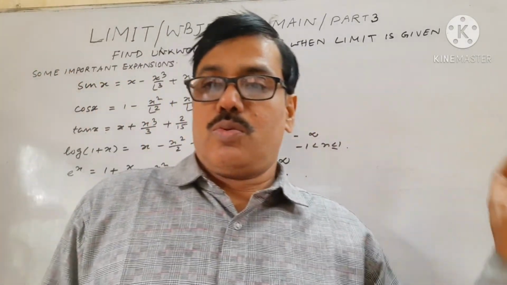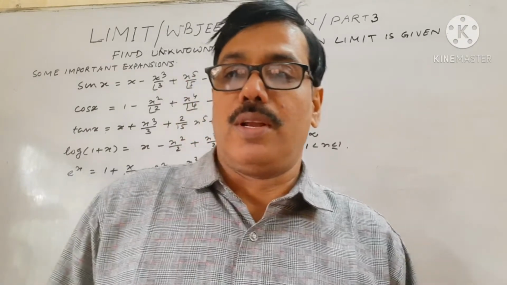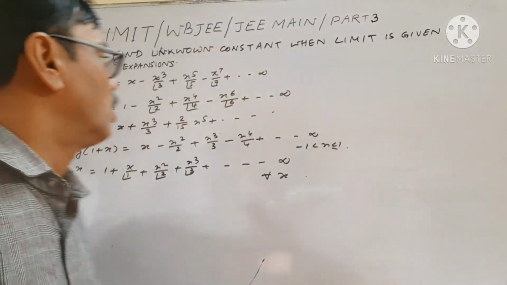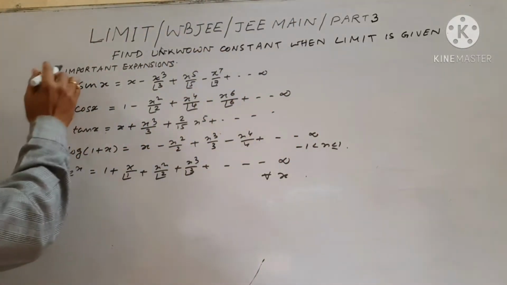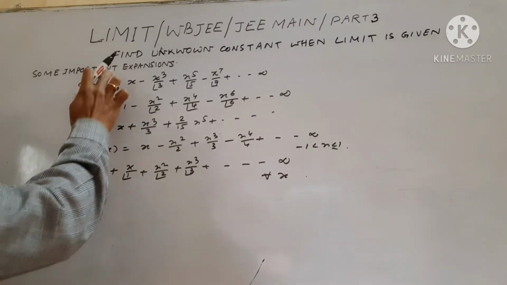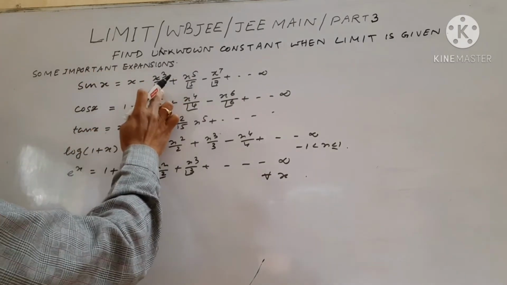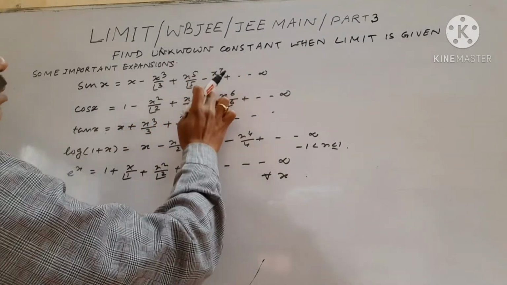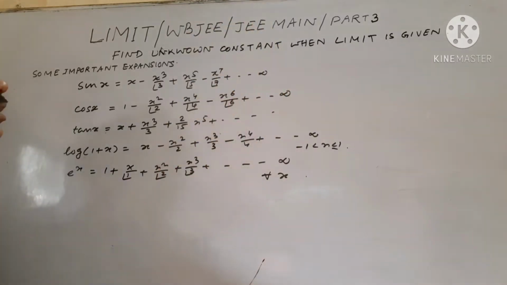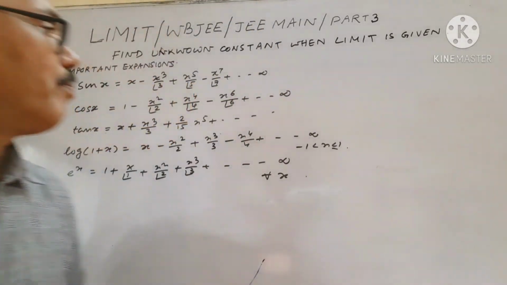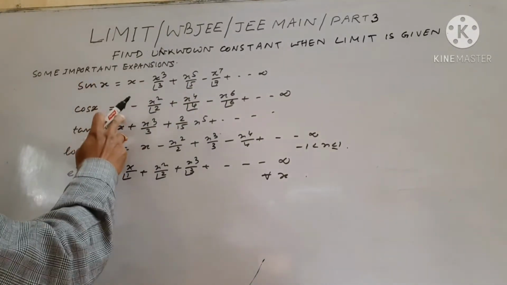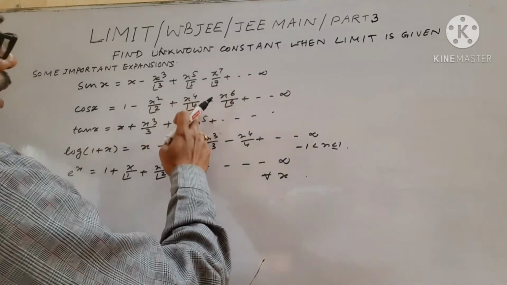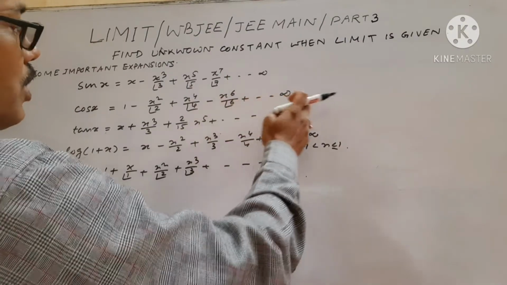So, to solve this type of problem, we need expansions of some functions. Expansions of some important functions: sin x equals x minus x cube by factorial 3 plus x^5 by factorial 5 minus x^7 by factorial 7, and so on to infinity. Cos x equals 1 minus x square by factorial 2, alternately positive and negative, plus x^4 by factorial 4 minus x^6 by factorial 6, and so on to infinity.